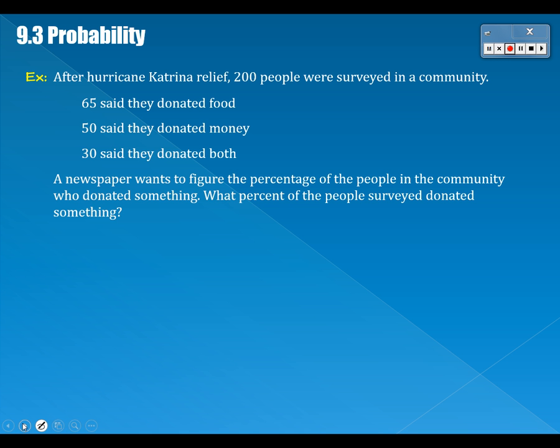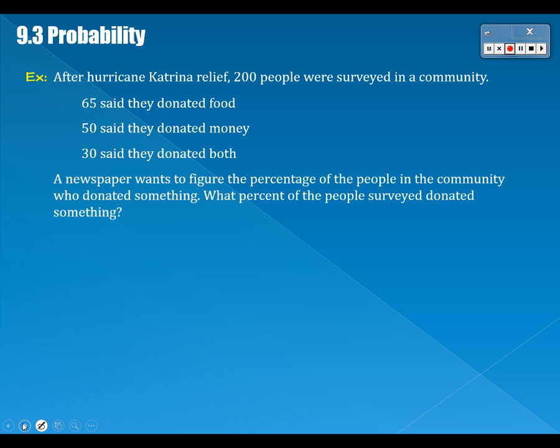Let's take a minute to read the question first. It says, after Hurricane Katrina relief, 200 people were surveyed in a community, and here are the results. 65 said they donated food, 50 donated money, and 30 said they donated both. So we understand there to be some overlap, right? And that there were just check boxes on the survey, and okay.